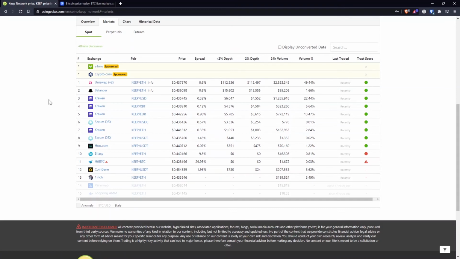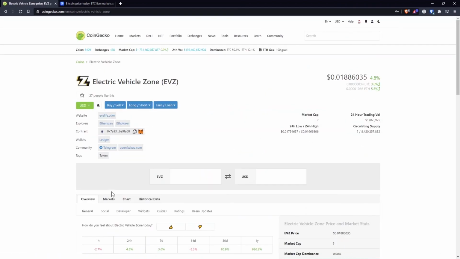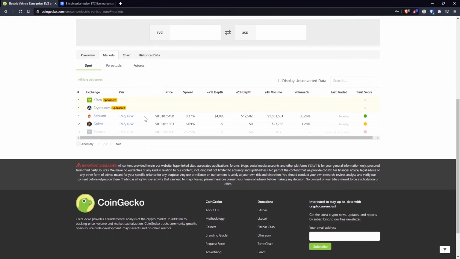You'll even find some cryptocurrencies that will be available on only one or two crypto exchanges. So your only option is to use one of those. For example, I went almost at the end of the list right here, and if I select Electric Vehicle Zone, if you are into really obscure cryptocurrencies, if I go on markets, you will see there are just two exchanges here, and most of the trading volume is on Bithumb with this pair. This will be your only two options. You won't be able to find it anywhere else.